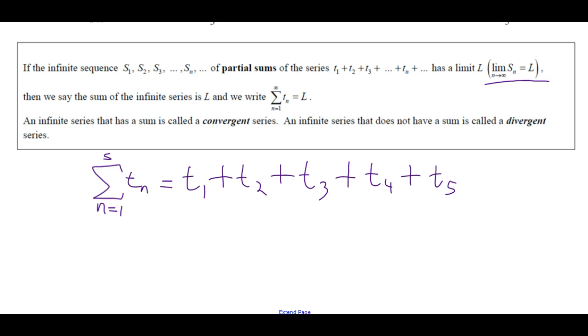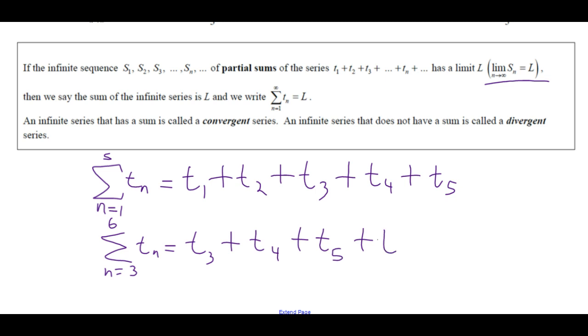Okay, if we change this, I could also do the sum of n equals 3 to 6 of t sub n, and then I would start with t3, right? I'm starting with n equals 3. This is my starting value. This is my ending value. And it's inclusive, so it starts with t3, and it ends with t6. So it would be t3 plus t4 plus t5 plus t6.